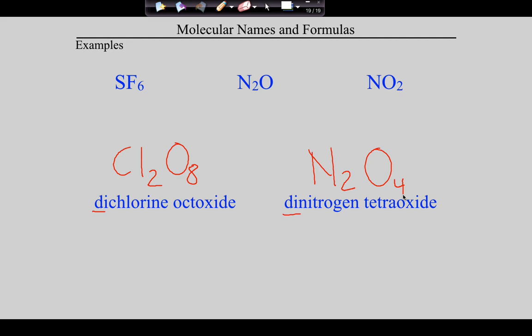Dinitrogen tetroxide. And that's all there is to these. So let's look at one more example and figure out if we're really comfortable with what we're talking about. So let's try this.